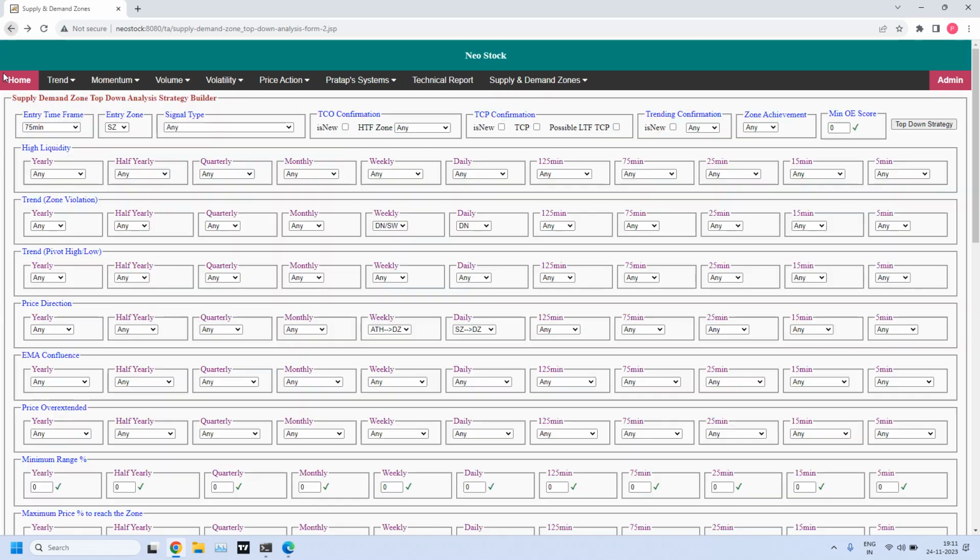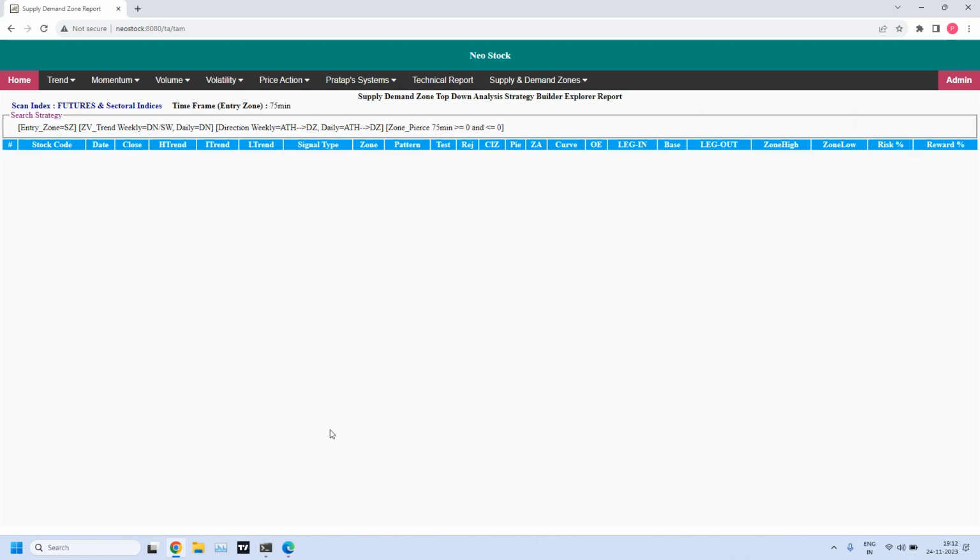So let's go back. Now, the third condition: daily prices are traveling from all-time high to demand zone. No stocks are there. So this is about the bearish setup.